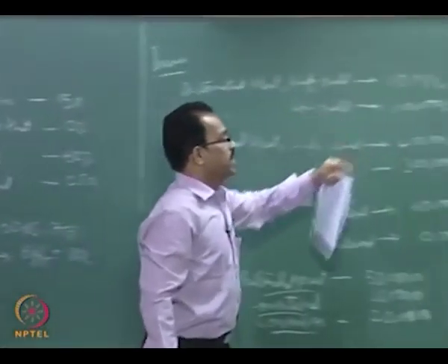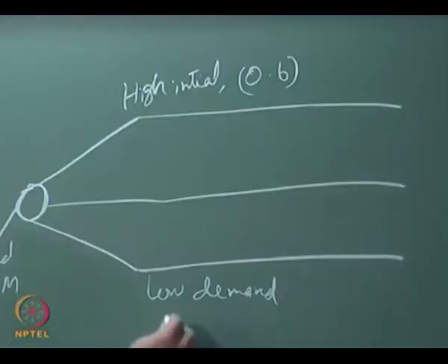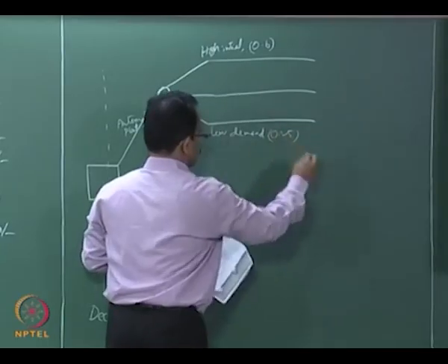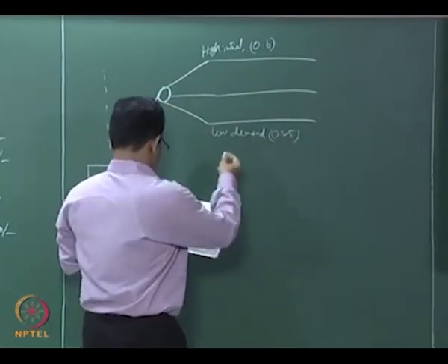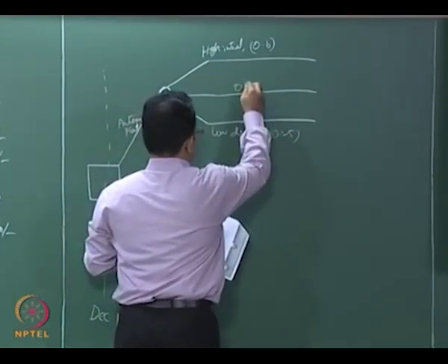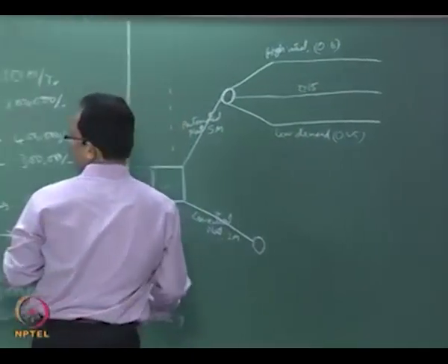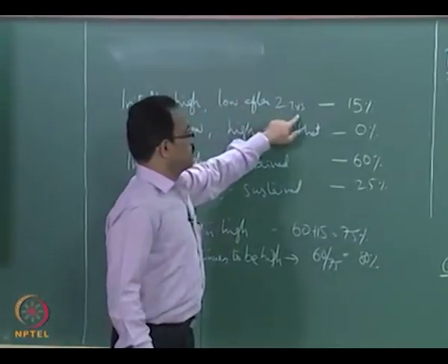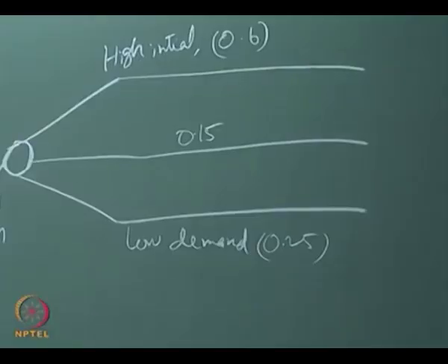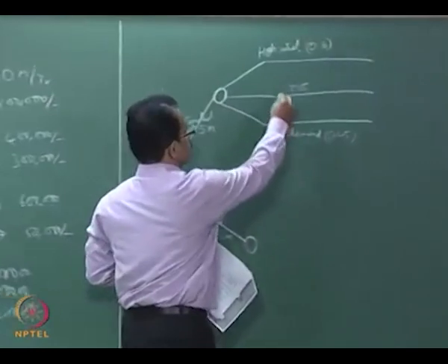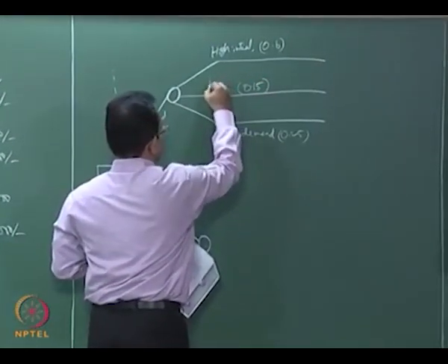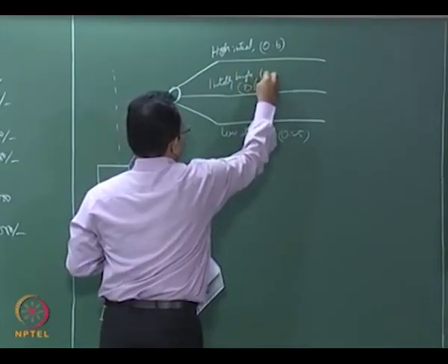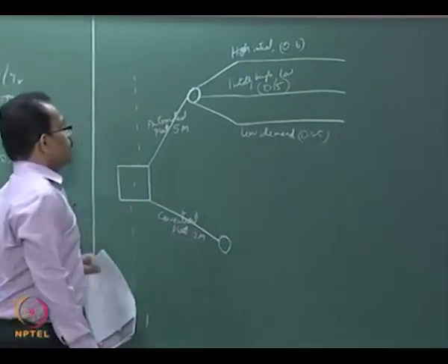So this is the high initial and sustained is 0.6, and this is low demand, it is 0.25, and this is 0.15, initially high and then reduces low after 2 years. So it is initially high, low after 2 years, that is 15%, that is the probability 0.15 here. So this is initially high, then low. So these are the three chances here.